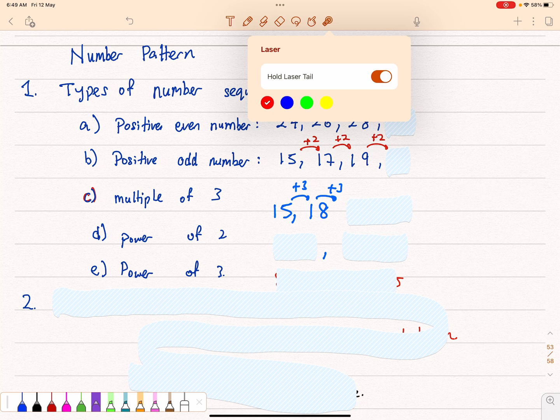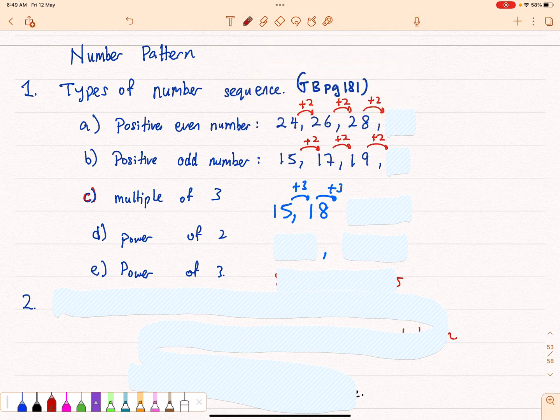textbook page 181. So positive even number, say we start with 24, the next number is 26, next number is 28. Can you fill in the blank, the pink blank? What is the next even number? Do you get 30? Yeah.